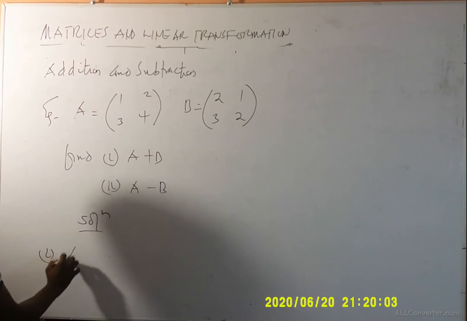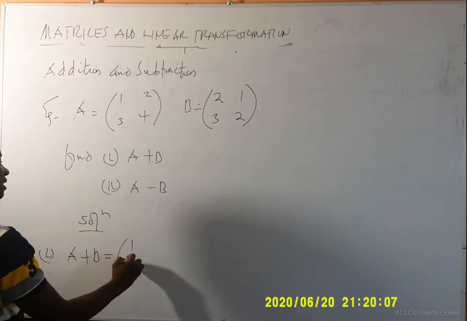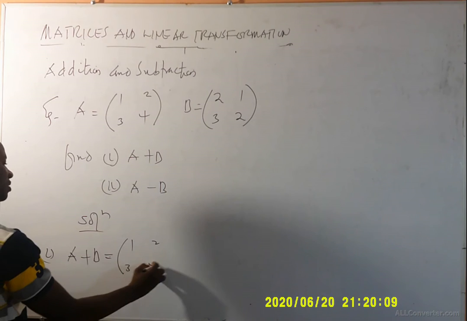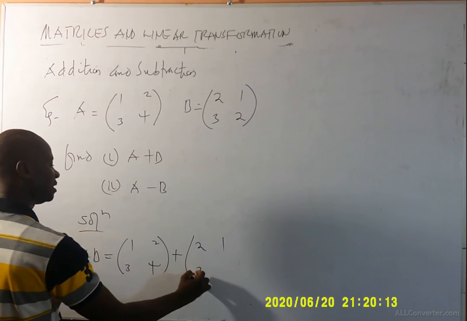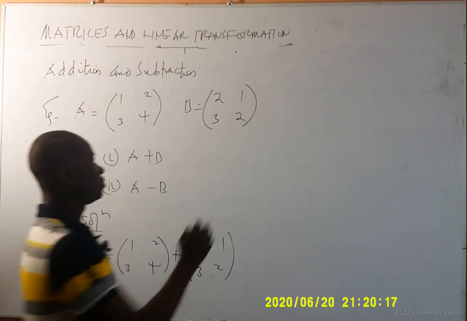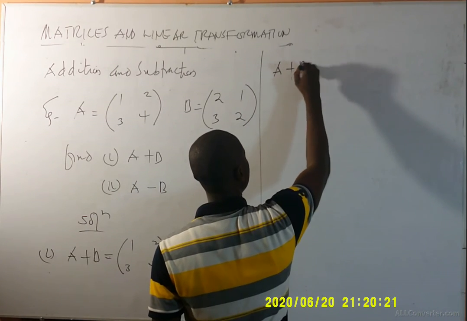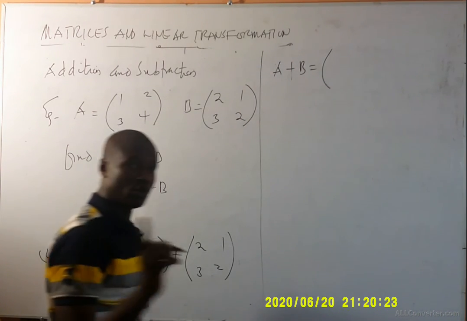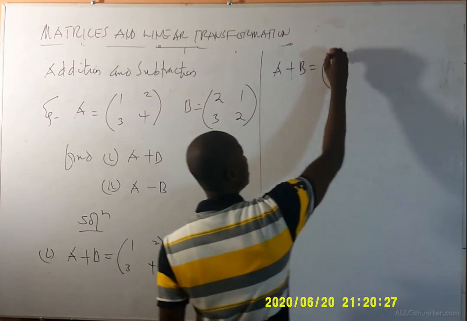So we are asked to add A to B. Now the matrix A is 1, 2, 3, 4. We are going to add this to matrix B, that is 2, 1, 3, 2. So matrix A plus matrix B. Now let's look at the answer. Matrix A plus matrix B will now be equal to, we are adding corresponding entries together. So we have 1 plus 2.